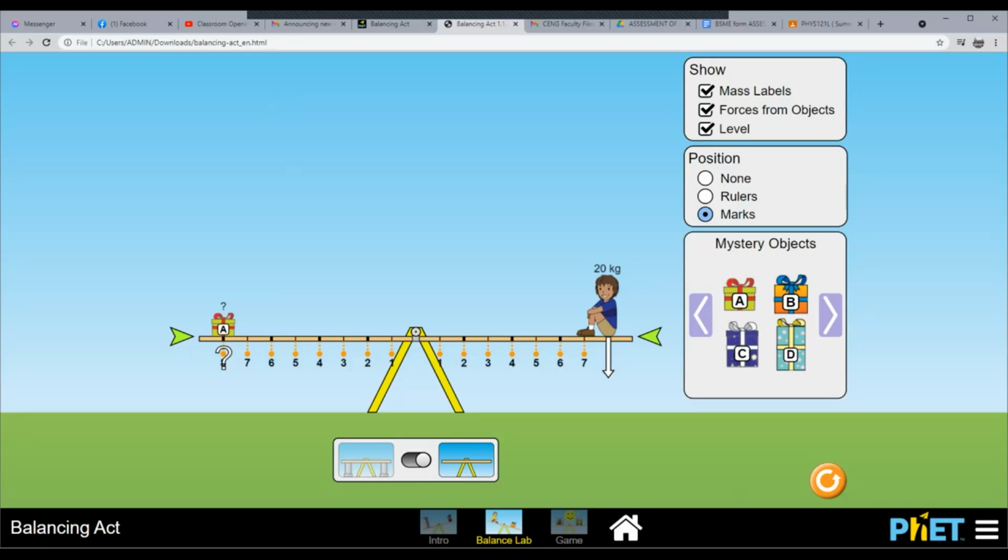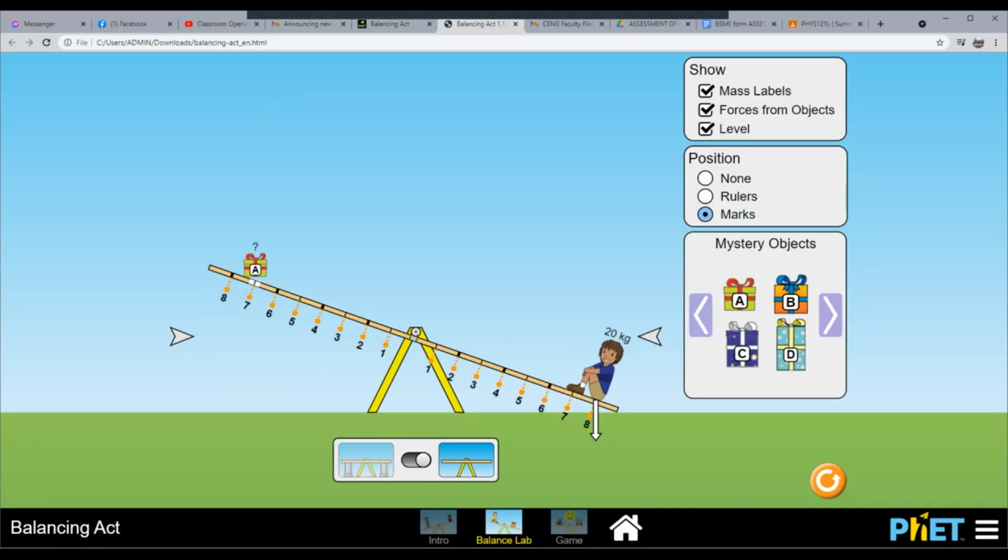What can you suggest? What should be the value of the mystery object? Magnitude 20. 20 po, ma'am. 20, what's the unit? Kilograms po. Kilogram. 20 kilograms. So what happens if we place it here? What happens if we place it here in the mark of 7? That is on 1.5.